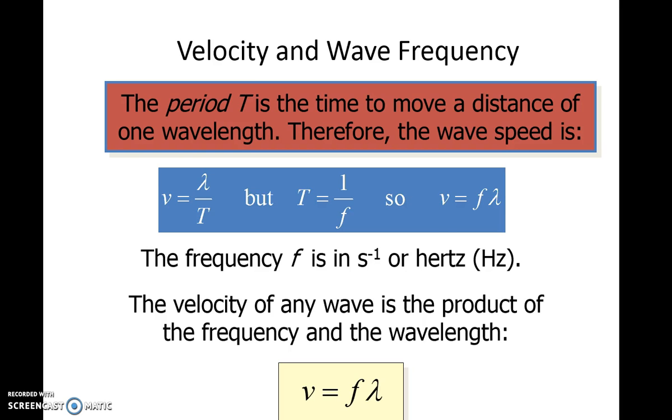So how do we find velocity and wave frequency? Well, the period T is the time to move a distance of one wavelength. So velocity equals wavelength over the period, but we already know that T, or the period, is 1 over the frequency. So we get velocity equals frequency times wavelength. And yes, we need to understand the units. These are in hertz.